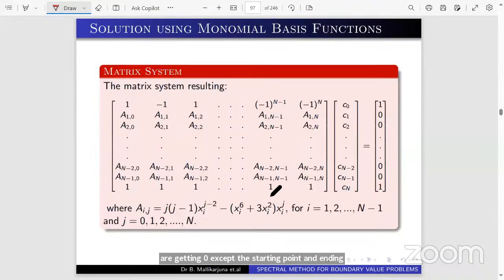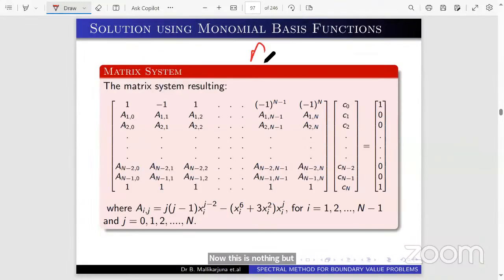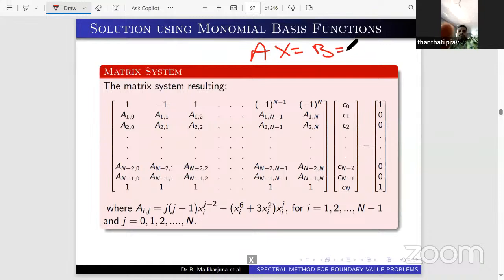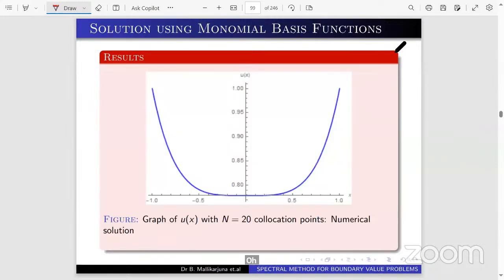Now this is nothing but Ax is equal to B, and simply take x is equal to A inverse B. Then we will get this solution. This is the graph. We know that, right? U at minus 1 is 1. This is 1. U at 1 is also 1. By the spectral method, we are getting the solution.